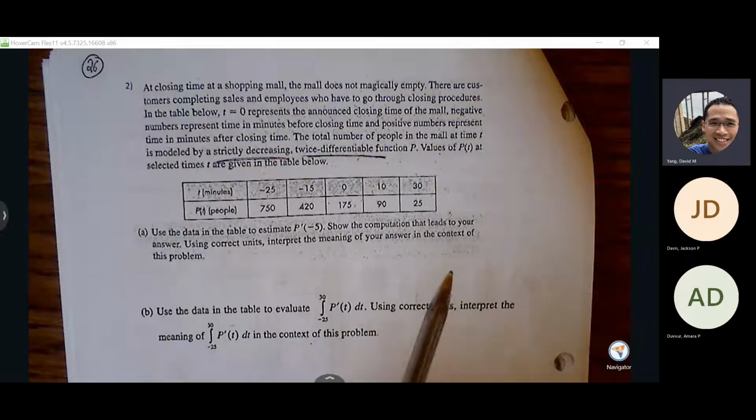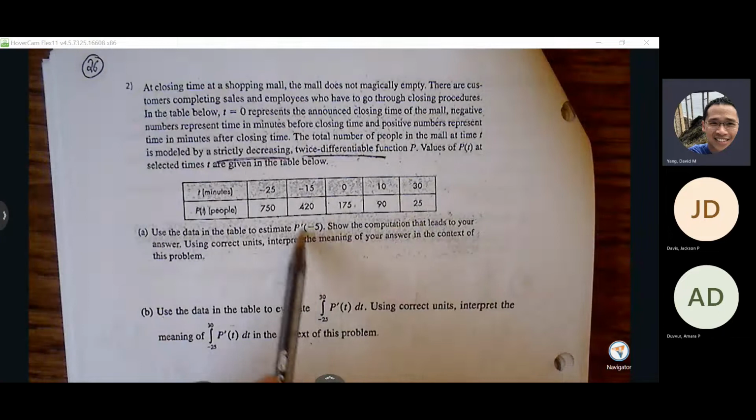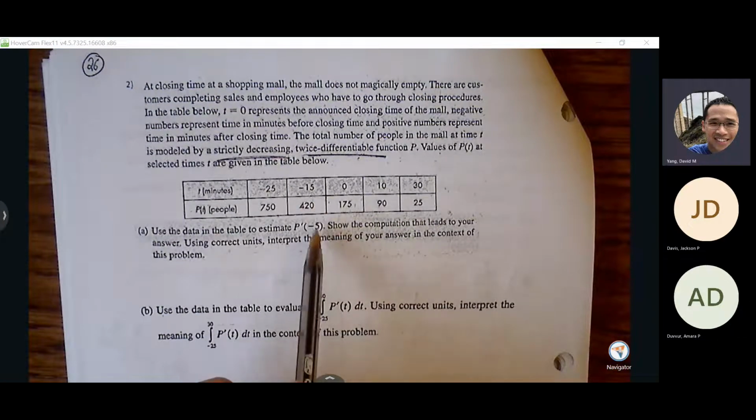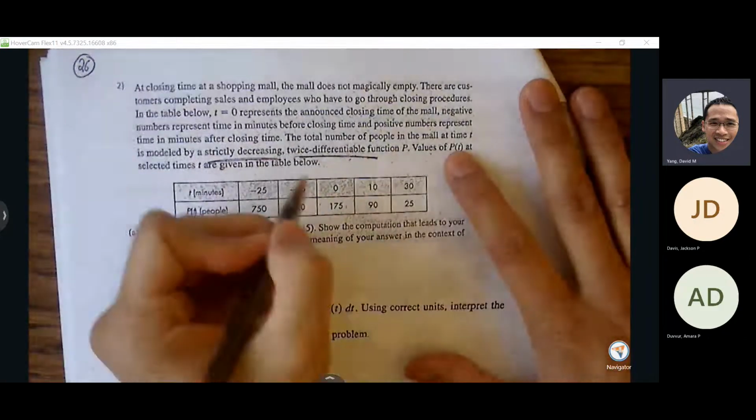Okay, use the data to estimate P prime of 5. So we want to find the rate of change at which people are leaving 5 minutes before the mall closes. So we can use slope, right? Take the closest ordered pairs.